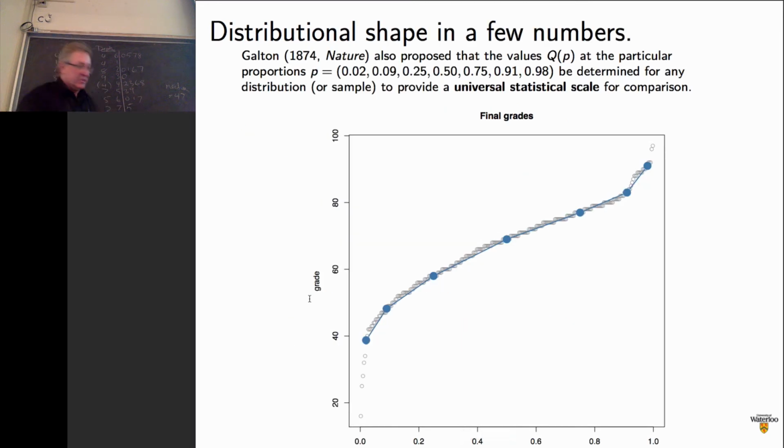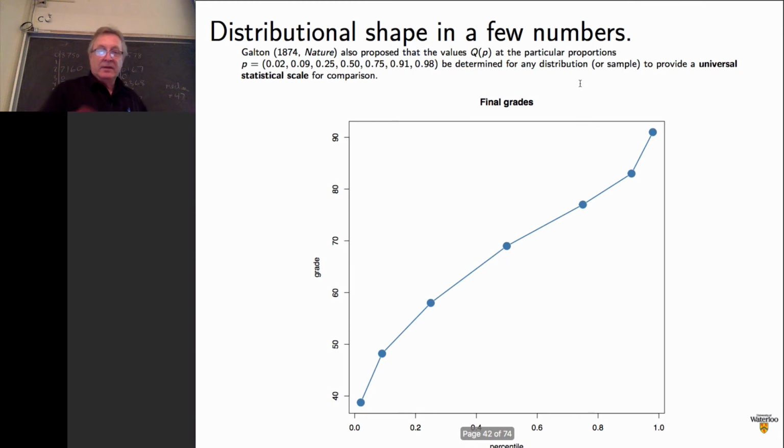Okay. So Galton suggested this is so handy. In fact, we should summarize all distributions with just a few proportions. And he suggested 0.02, 0.09, etc. If we did that for grades, he says don't bother keeping all those numbers. If you had to save a few numbers, just save these 7 numbers, knowing that they correspond to 0.02, 0.09, 0.25, the 3 quartiles, and 0.02 and 0.09 from either end.